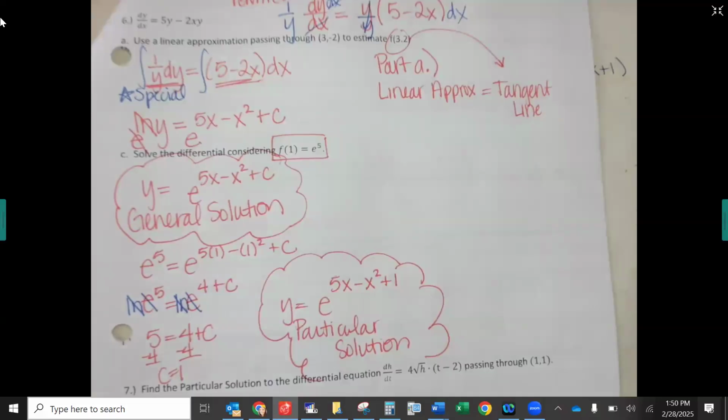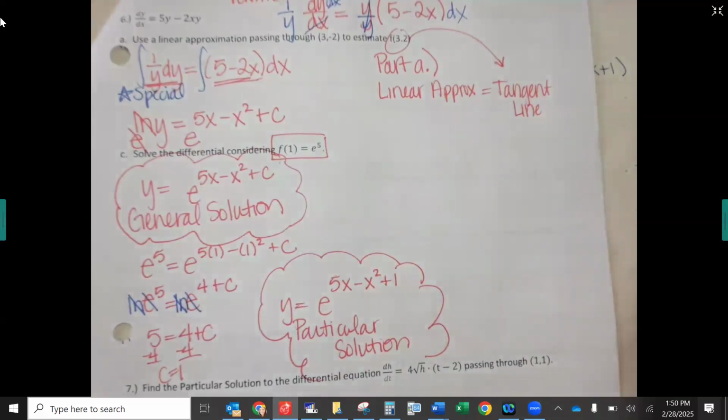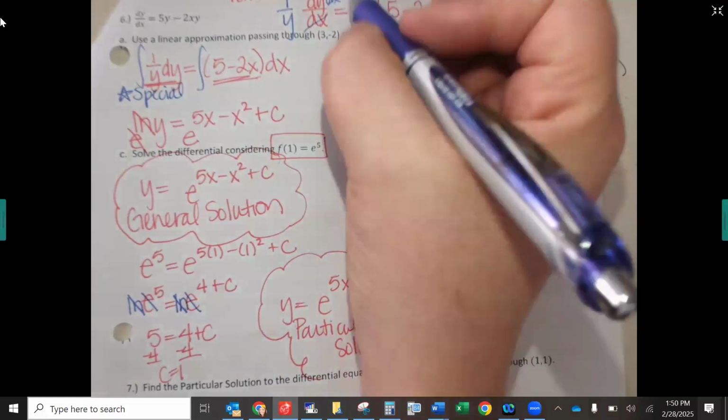So what are my 2 ingredients? The AP test is 3 months away. Okay, far away, but we want to try to remember stuff. What do you need for a tangent line? 2 ingredients. A point and a slope. Very good. My point is right here.